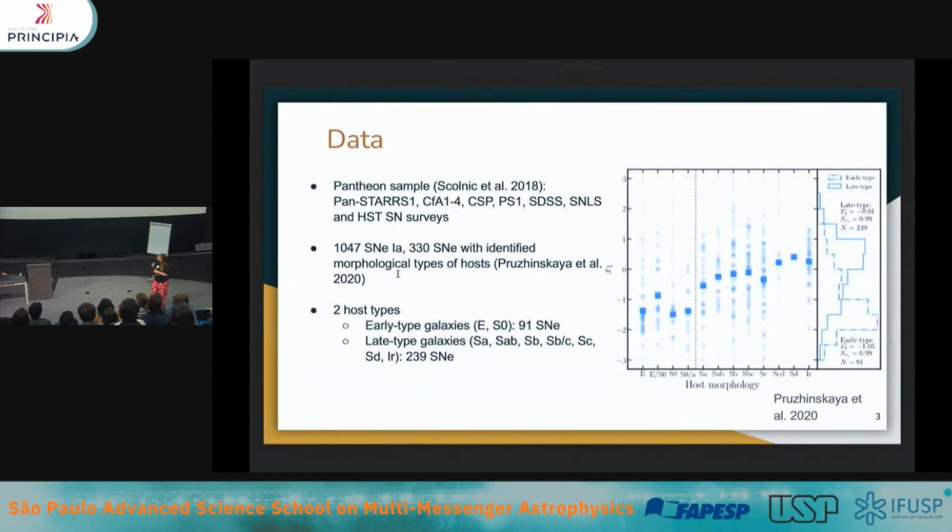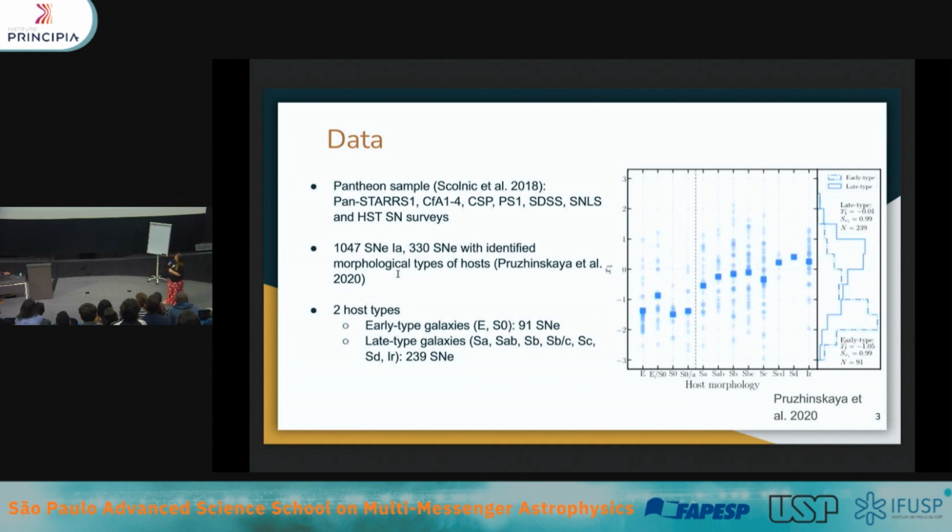Okay, so we use the Pantheon sample. It contains more than 1,000 type Ia supernovae. For 330 supernovae, we have identified morphological types of hosts. Hosts are basically divided into two types: early type galaxies, with 91 supernovae, and late type galaxies, with around 240 supernovae.